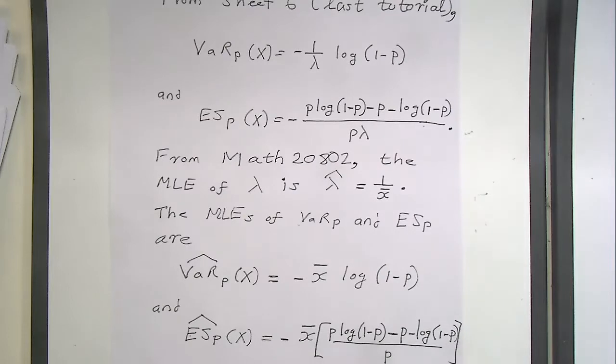Okay, so that's question 1, guys. It's pretty straightforward, right? All you have to do is find the MLE for lambda, which we know from this course. We know that the MLE for lambda is 1 divided by the sample mean. And once you know the MLE for lambda, you simply replace lambda by the MLE to get this and this.